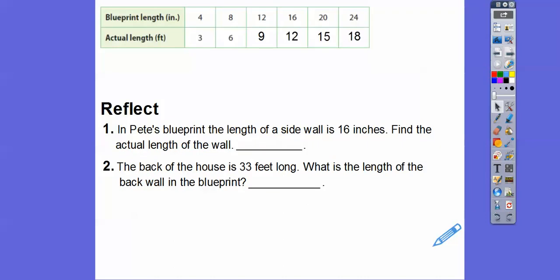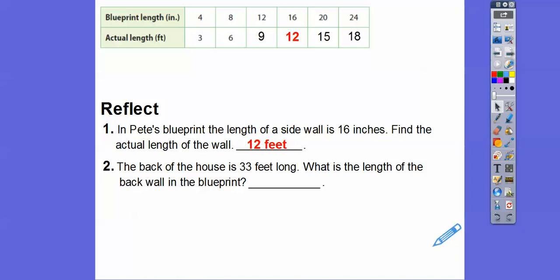So here we go, and there's a space right there for a reason. I'll talk about that in just a second. I'm just going to show you another way to answer this question. You can just do what we did before. In Pete's blueprint, the length of the side is 16 inches. Find the actual length of the wall. So here we have 16 inches. The length of the wall is going to be that 12 feet right here, because that's what our chart gives us right there.